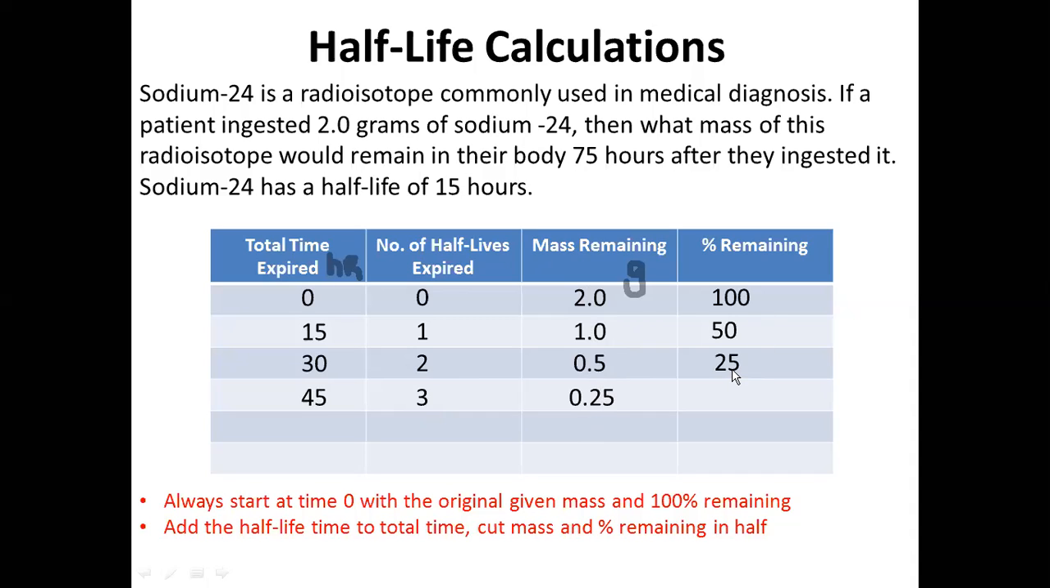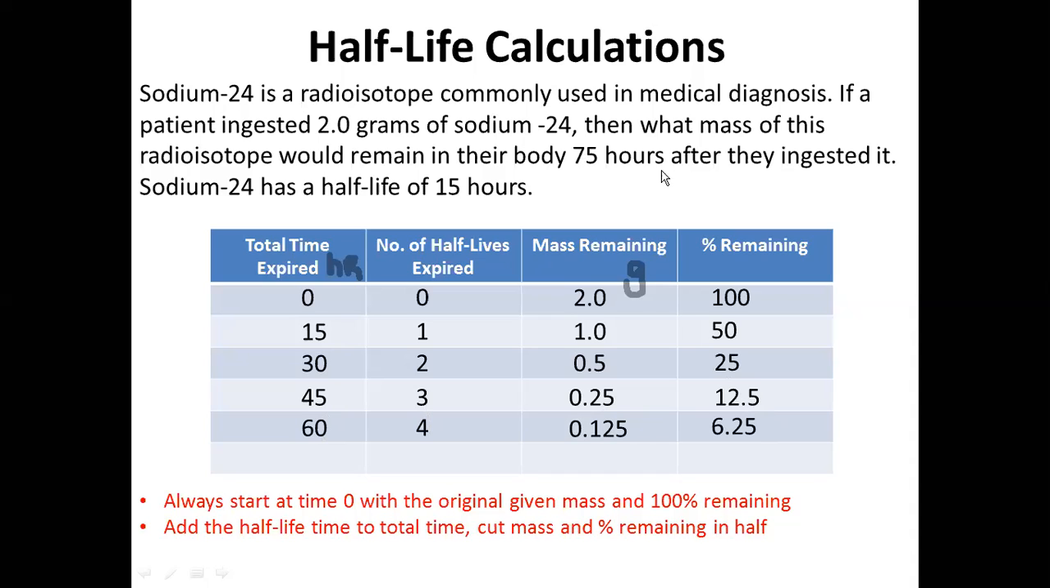What are we going to do with the 25% that was remaining? Cut it in half. Only 12.5% of the original material, the original 2 grams, remains. So we continue forward. What do we do to total time? Add 15, right? That's the half-life. 60 hours have passed. That means 4 half-lives in time have expired. We go back to the column over here where mass is, cut that in half, 0.125. We go over to the percentage remaining, cut that in half, 6.25.